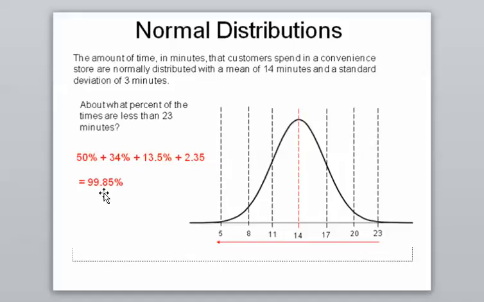So they're saying 99.85%. I'm not going to belittle their point here any. What they're doing is they're taking, this is 50% here, and then this is 34% and this 13.5%, and then this is 2.35%, leaving just a little bitty bit out there. Okay?